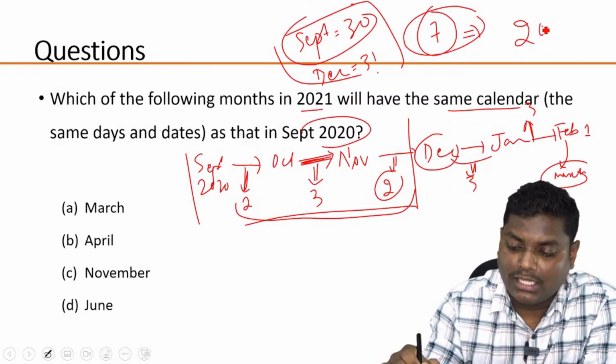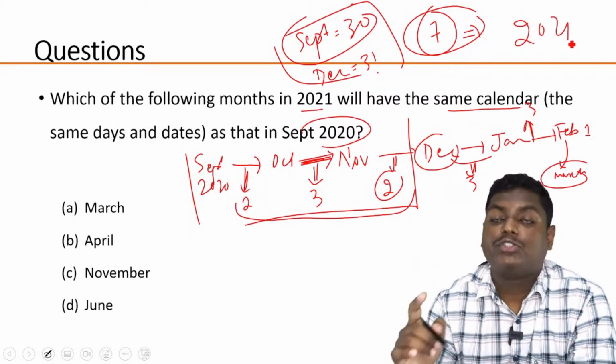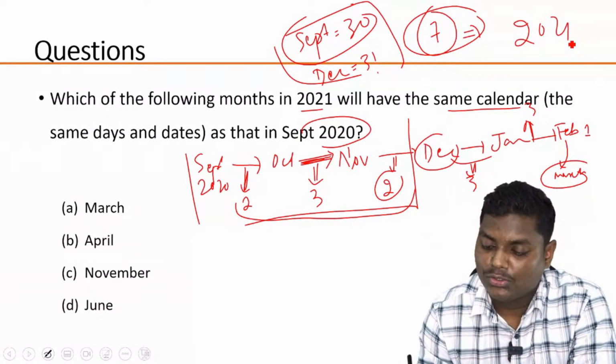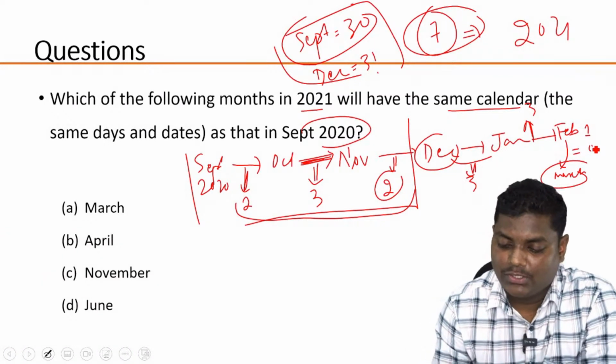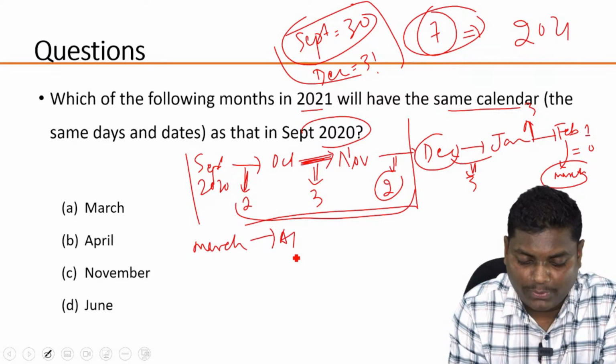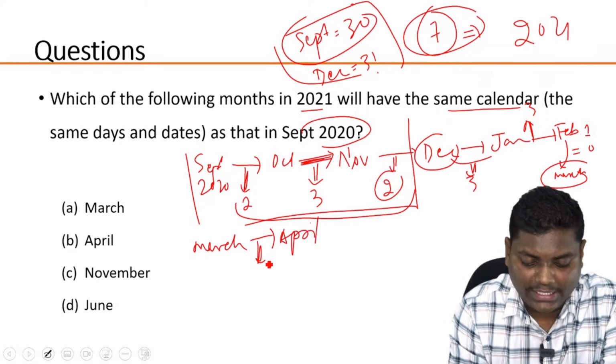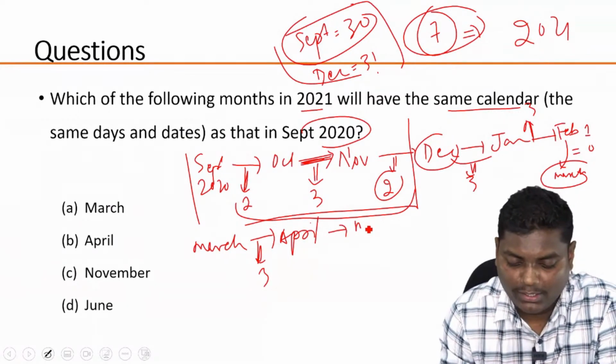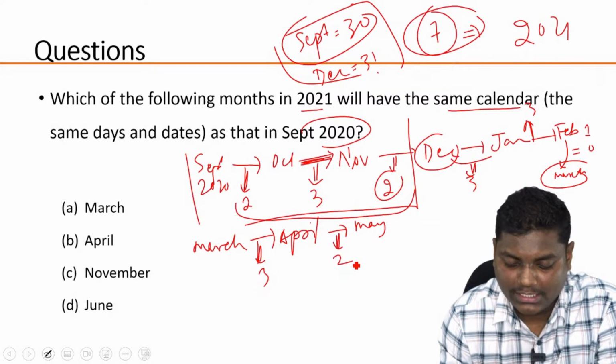already now we are in Feb 2021. So it's not a leap year. So 28 days, so this will be 0. Again, from March to April, we're having 3 days. From April to May, we'll be having 2 days. And from May to June, we'll be having 3 days.